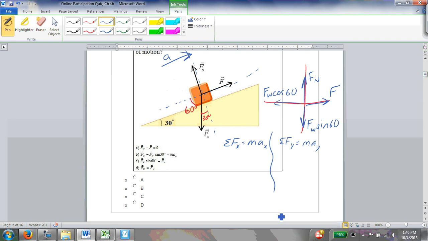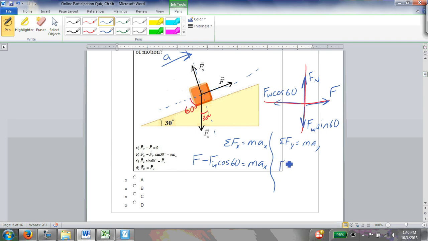Although I don't think that's really necessary here, because just from looking at the vector diagram, you can tell which ones are correct or incorrect. Well, let's go ahead and write them out just for practice. All right, so the sum of the forces in the x is going to be F minus Fw cosine 60 equals max. And I know that ax is non-zero because the problem says it's accelerating up the inclined plane.